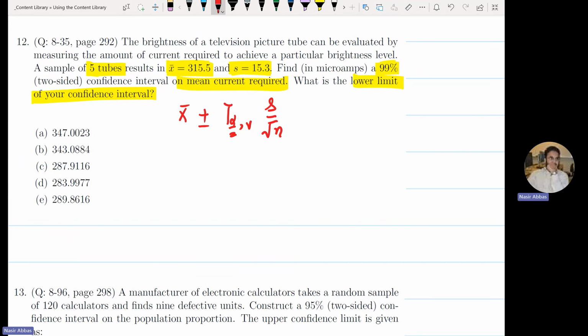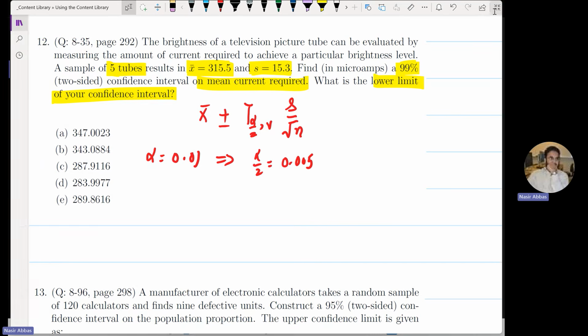What is alpha given to me in the question? 1%. What is alpha by 2? 0.005. This is the difference between Z and T. Don't do the last step. Don't do 1 minus alpha by 2 for the T table. For the T table, directly look for alpha by 2. For the Z, look for 1 minus alpha by 2.